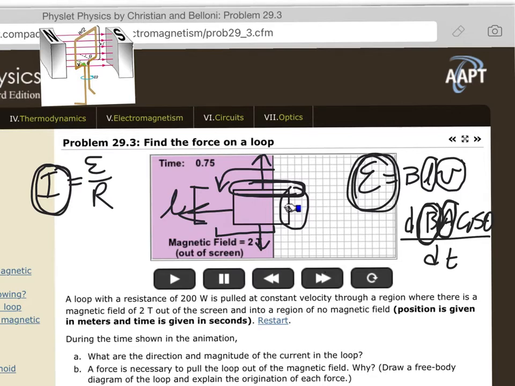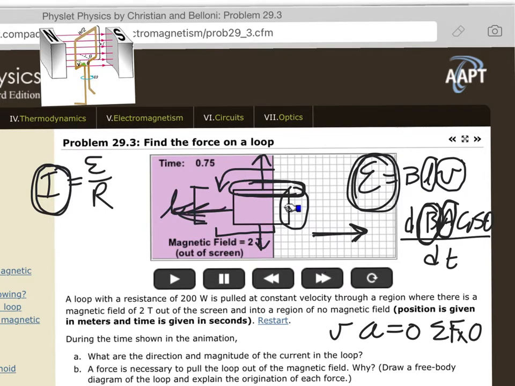And for that reason, to keep it moving at a constant speed, you've got to apply an equal and opposite force with your hand, right? Because if the velocity is constant, the acceleration is 0, and so the sum of the forces in the x direction has to be 0. And so the hand force has to be equal and opposite to this force.